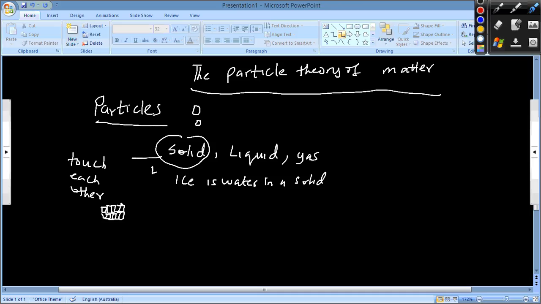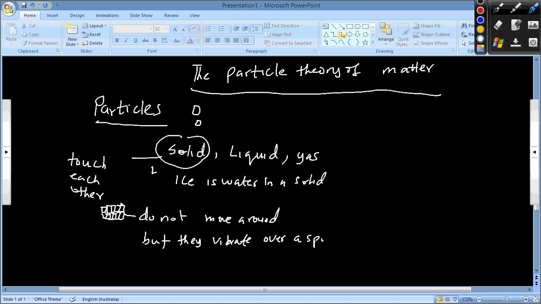We also need to know that the forces of attraction between the particles are so strong, and this is the reason they do not move around. But they can vibrate over a spot. They keep vibrating over a spot.